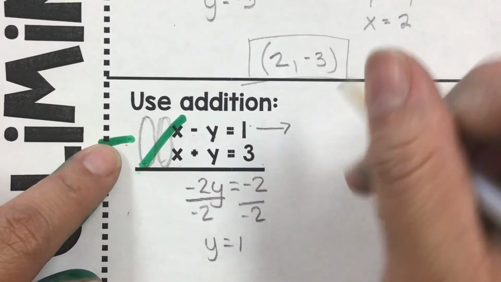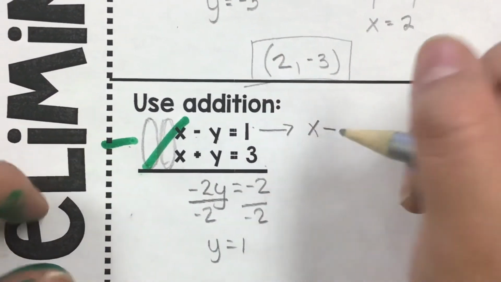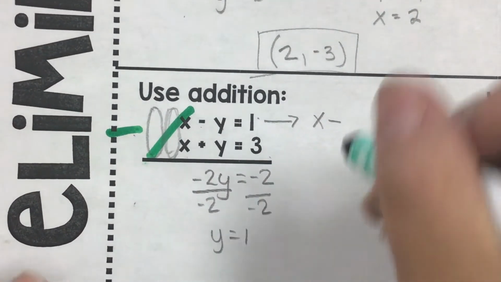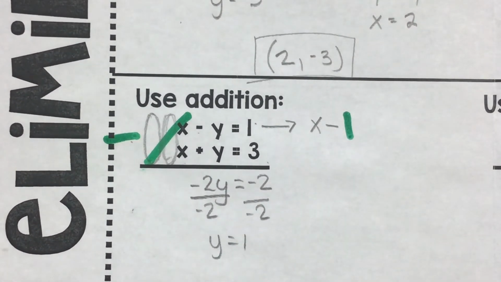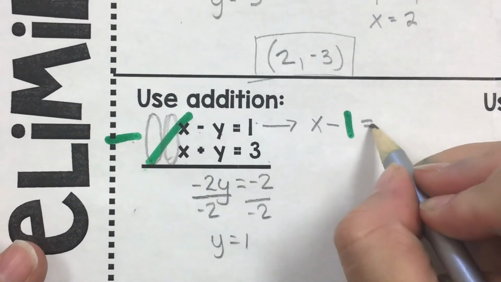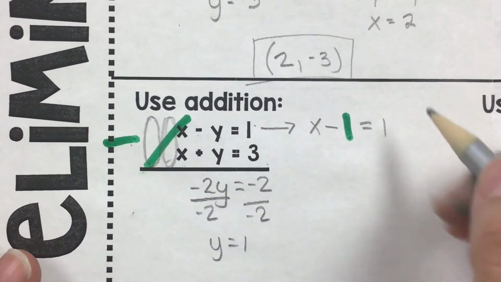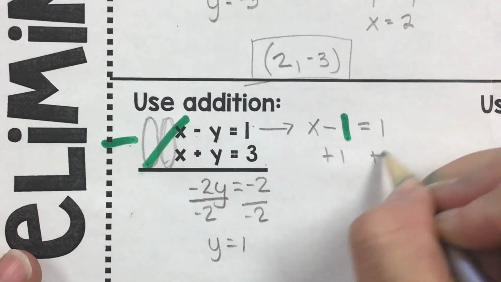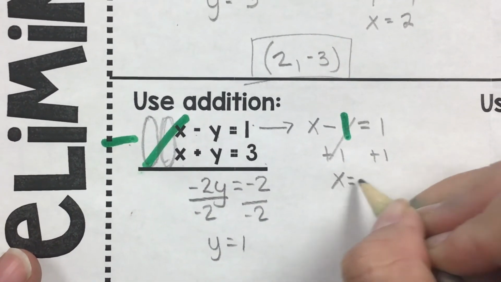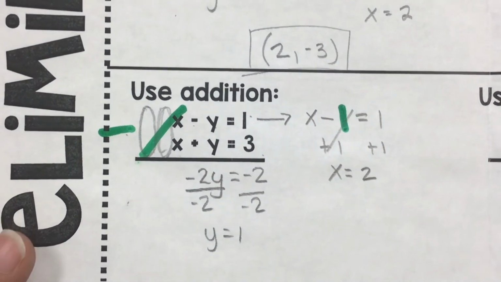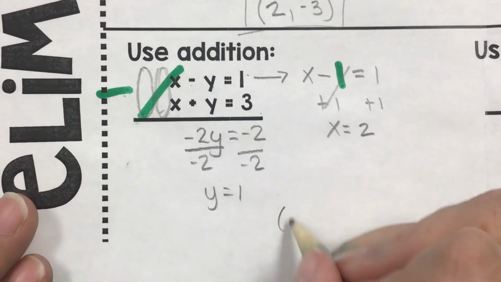We plug it into the first equation. X minus y is part of the equation. 1 is the only thing that we substitute in, is equal to 1. We're going to add 1 to both sides. X is equal to 2. So your ordered pair is 2, 1.